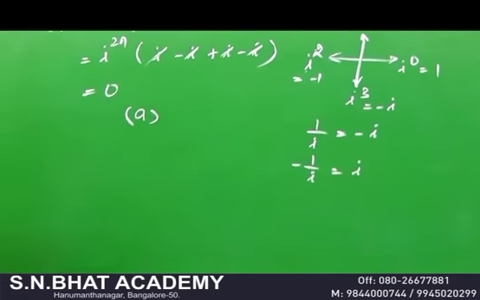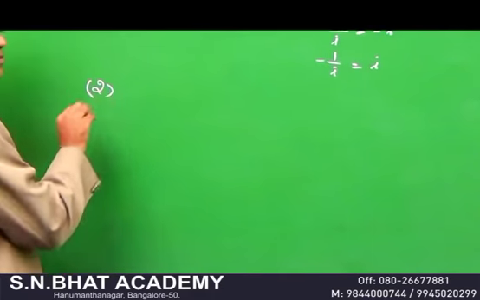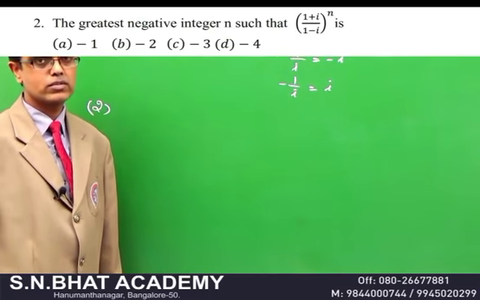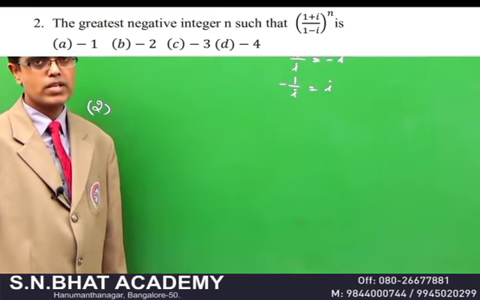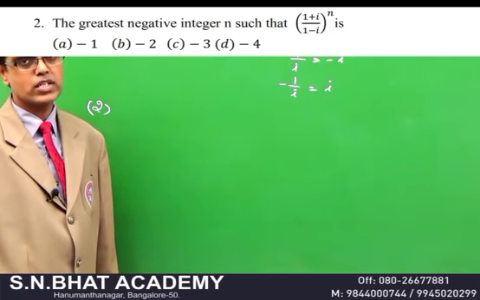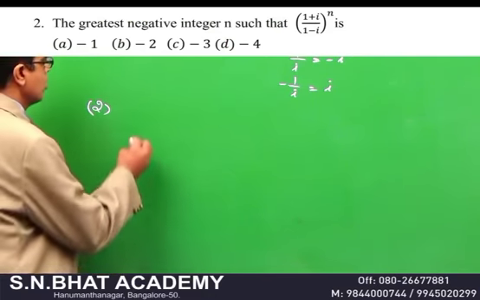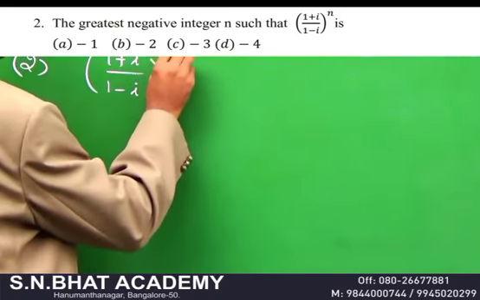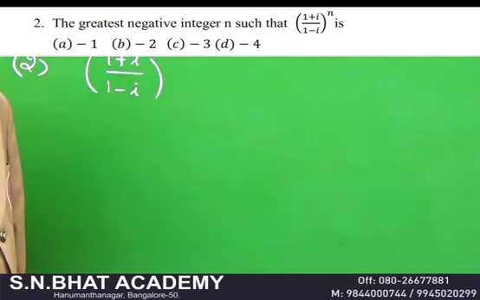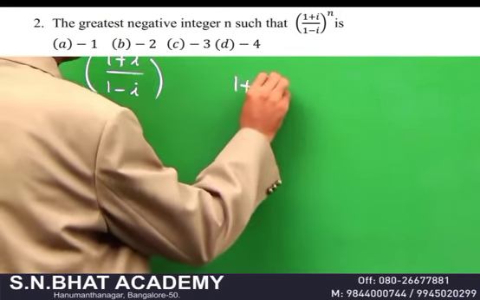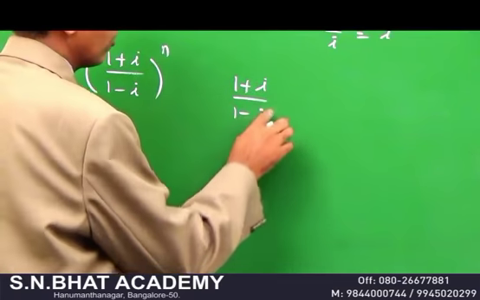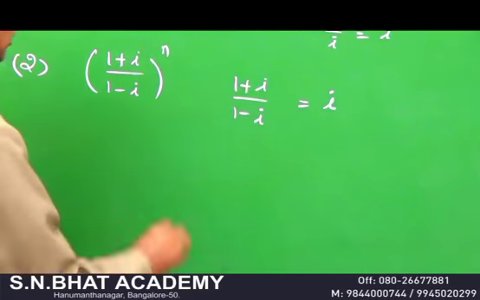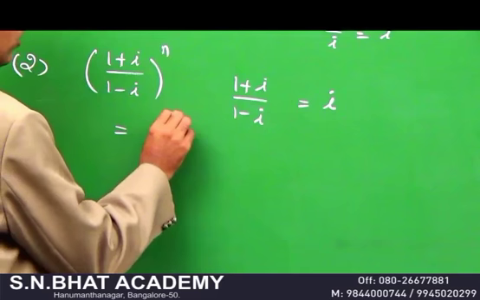Now, question number 2. The greatest negative integer. See, minus 3, minus 1. Minus 1 will be the greatest negative integer. Now, they are asking the greatest negative integer for (1 plus i by 1 minus i) whole to the power n. But 1 plus i divided by 1 minus i, if you multiply and divide by its conjugate, you will come to know that this is nothing but i. Now the question is simplified as i to the power n.